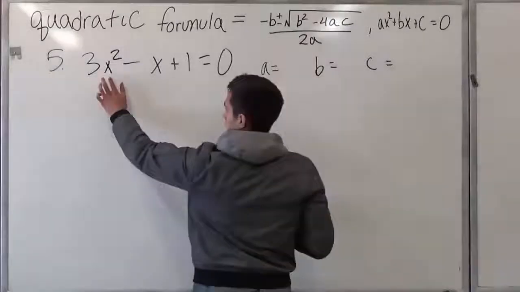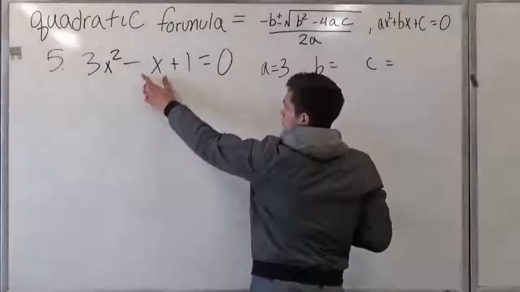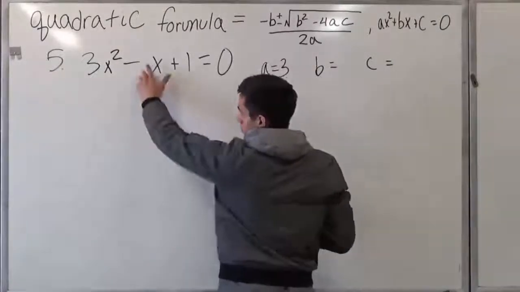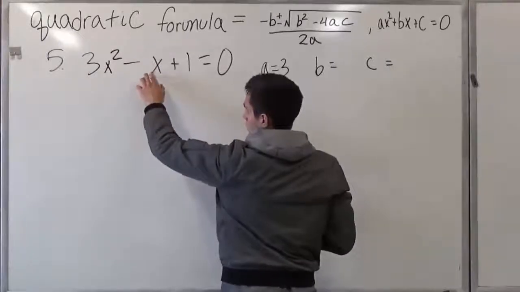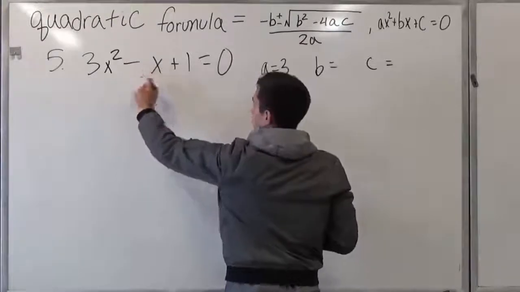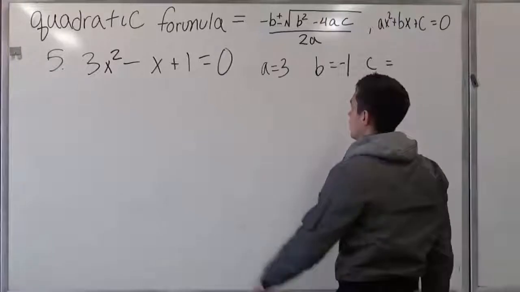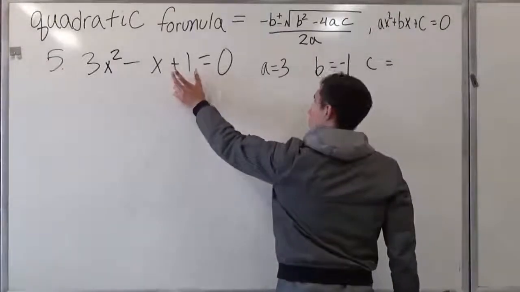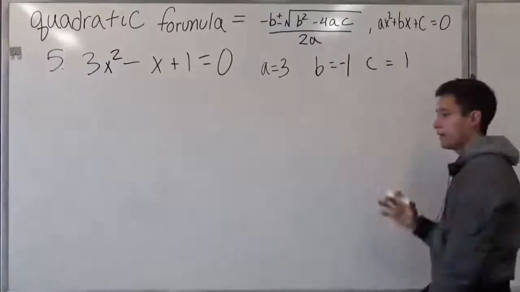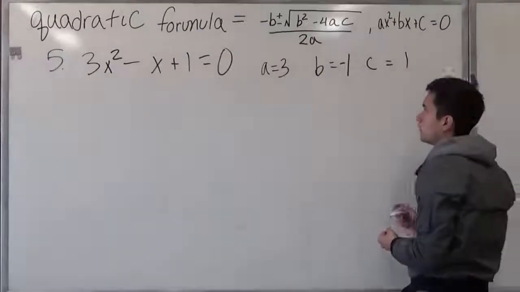So the number next to x squared is 3, so a will be 3. For this one, you don't see any number, and the rule before was that when you don't see a number in front of x, this automatically becomes a 1, so it's negative 1 because there's a minus sign in front of it. So b is negative 1. And c is a constant because it's already given, and that's positive 1. So now all we have to do is plug it into our quadratic to see what we can get.